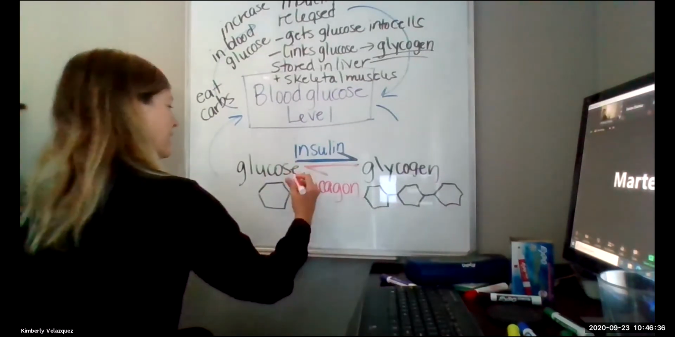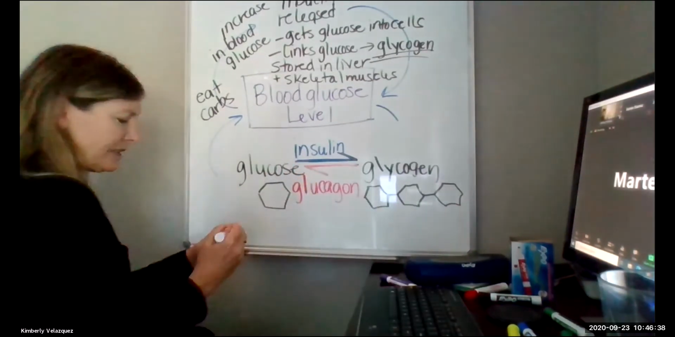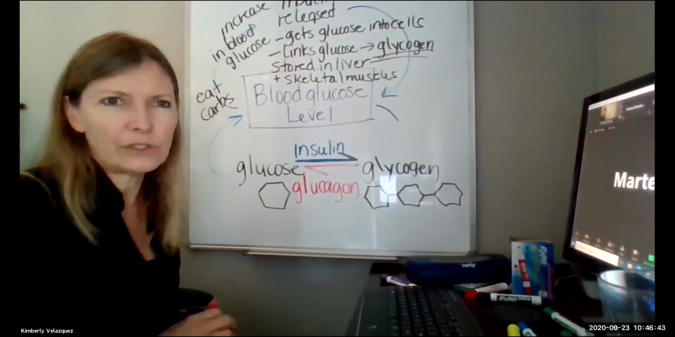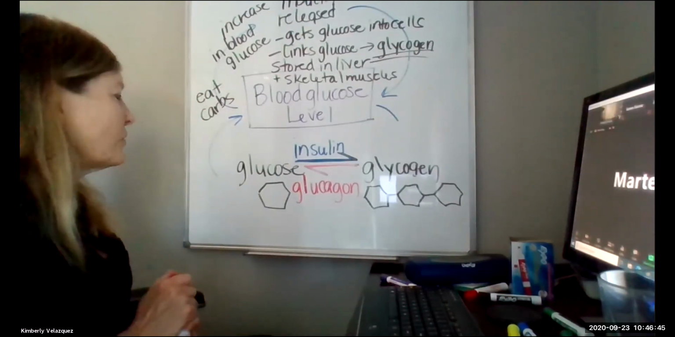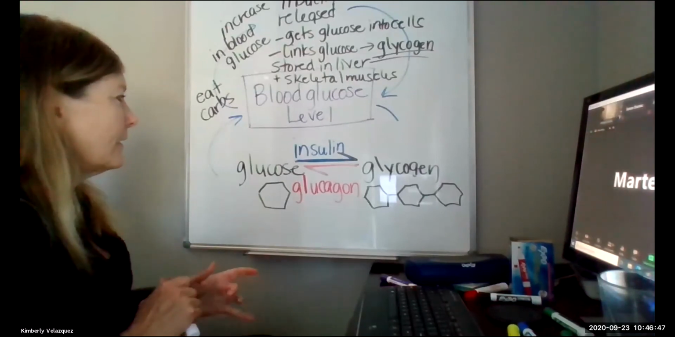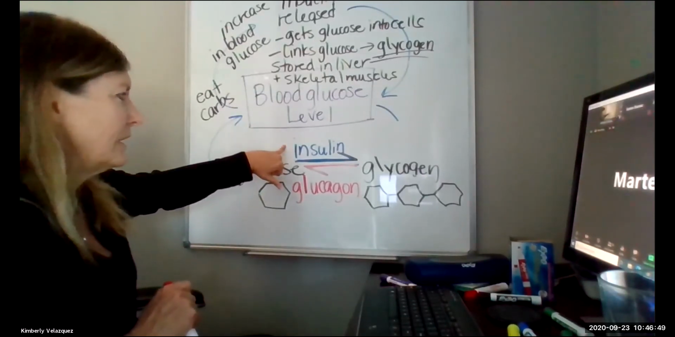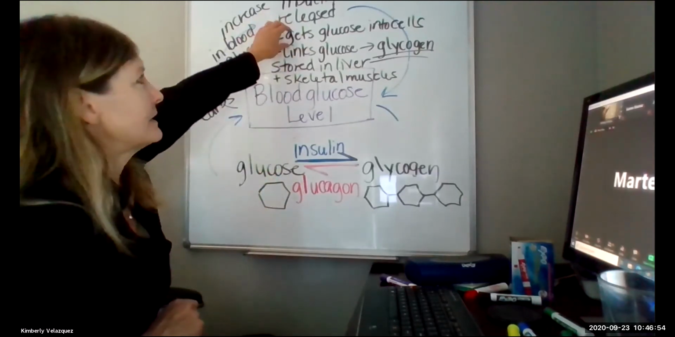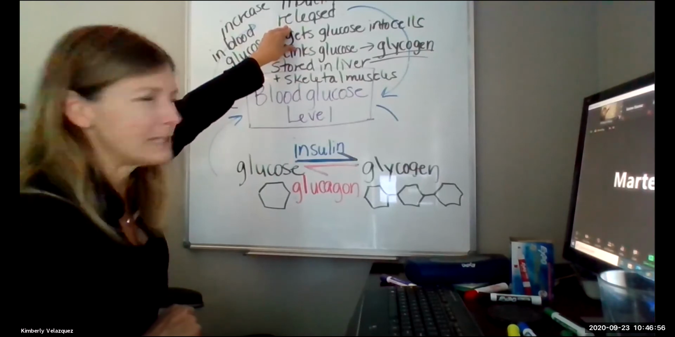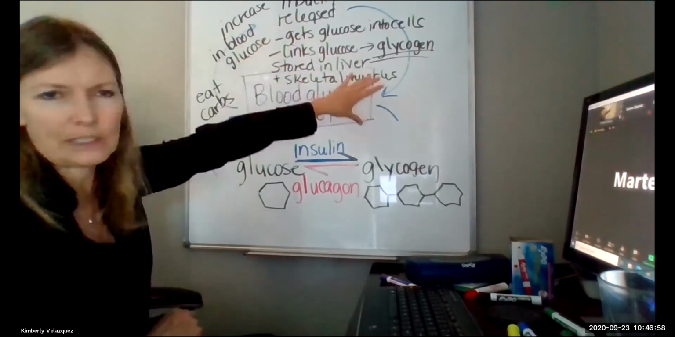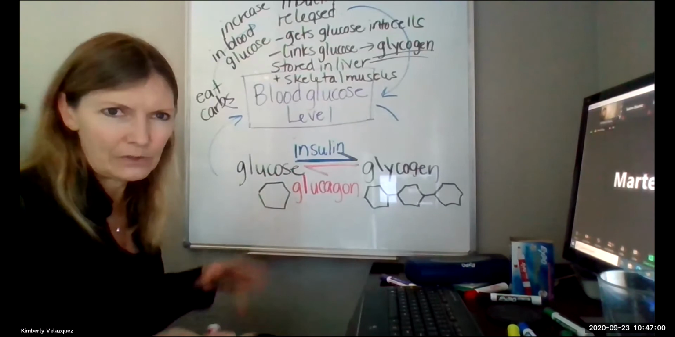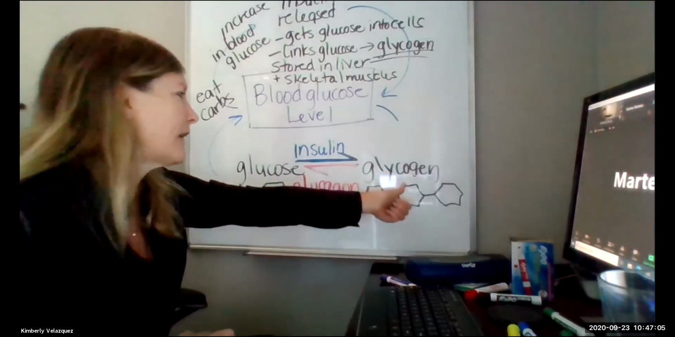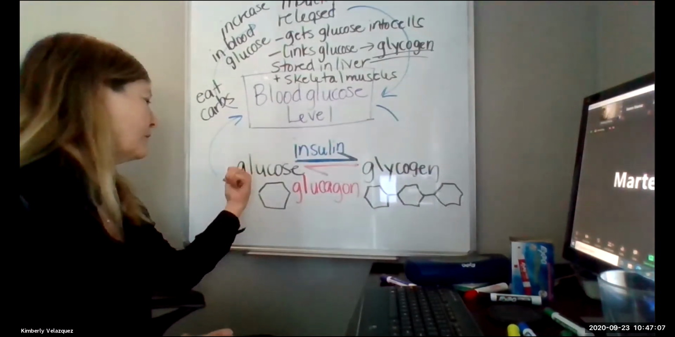These are called opposing hormones. They have opposite effects. I can guarantee a short answer question asking you to explain the difference in roles between insulin and glucagon. So remember, insulin actually does two important things. It gets glucose into our cells, and then it takes that excess glucose and stores it as glycogen, links it together and stores it as glycogen. Glucagon is going to do the opposite. It's going to break that glycogen back down into glucose.